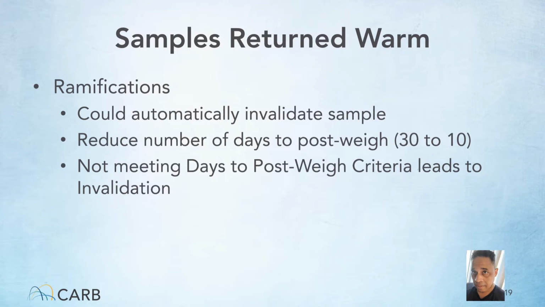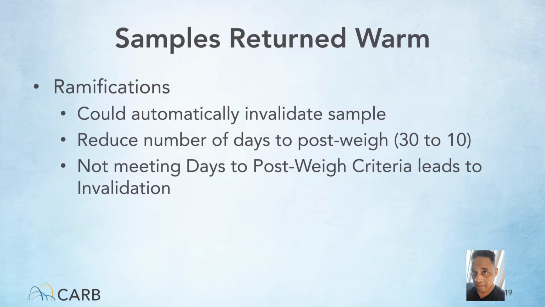Generally speaking, if samples arrive cold, which again means under 4 degrees C, the lab has 30 days to weigh the sample. If the samples arrive greater than or equal to 25 degrees C, then the sample is automatically invalid. If samples arrive greater than 4 degrees C but less than 25 degrees C, then the transport temperature is compared to the average temperature during sampling. If transport temperature is less than the average temperature during sampling, the lab has 30 days to weigh the filter. If not, the lab has only 10 days to weigh the filter.